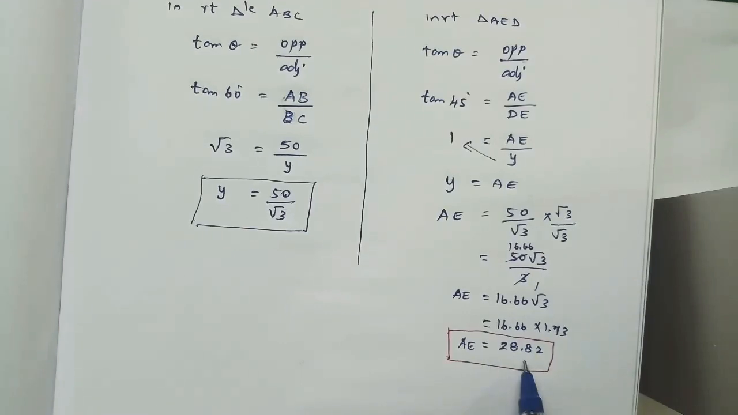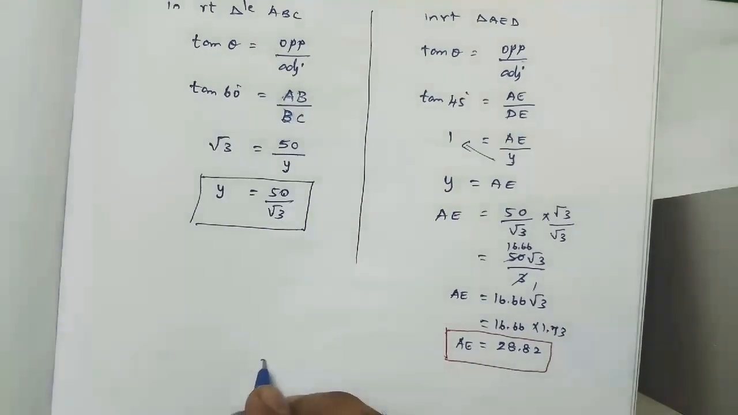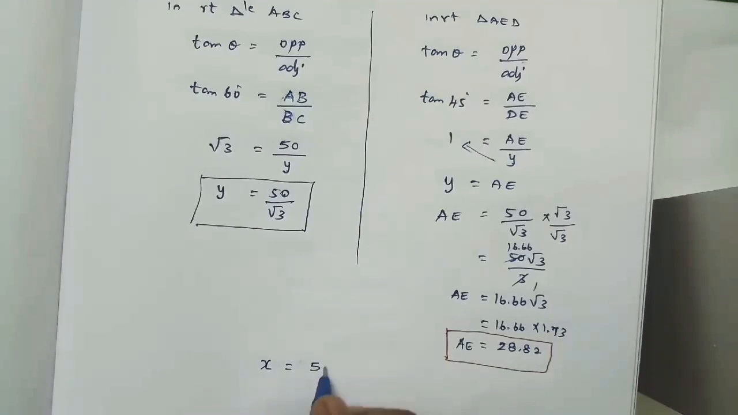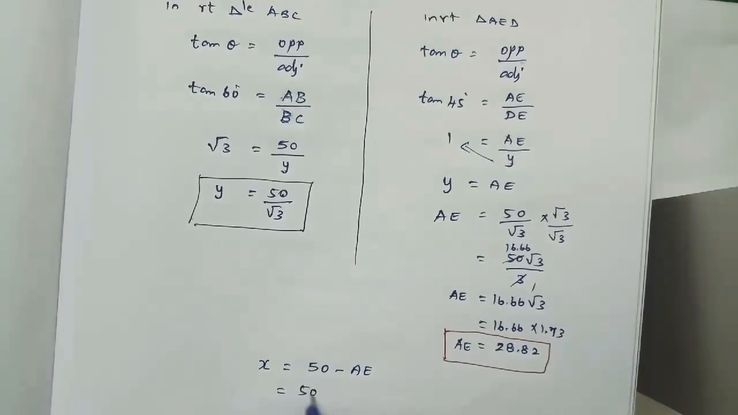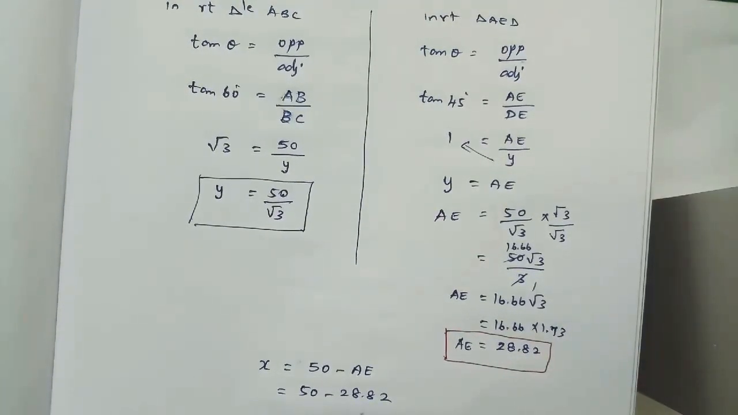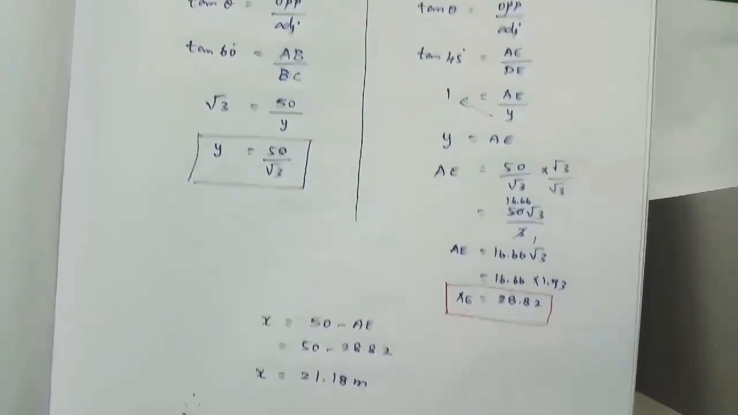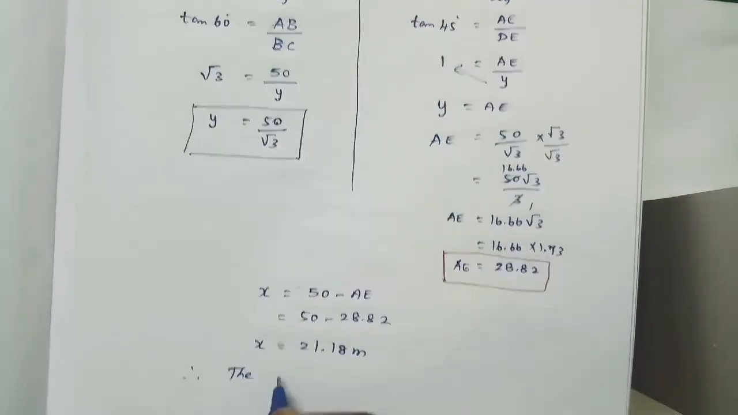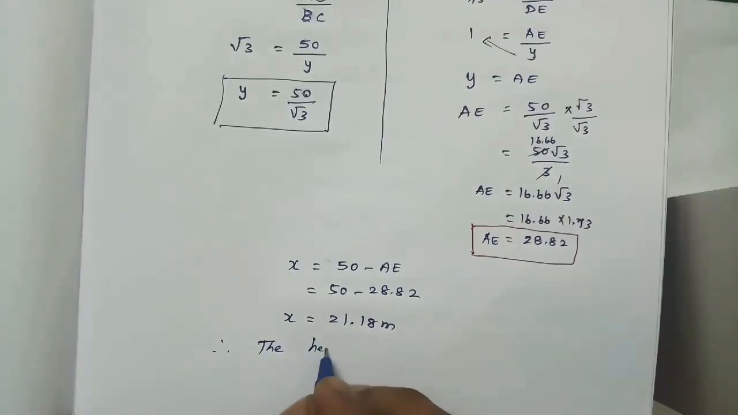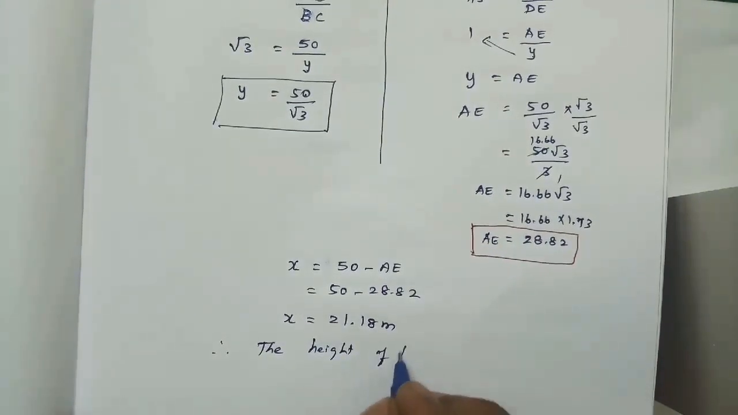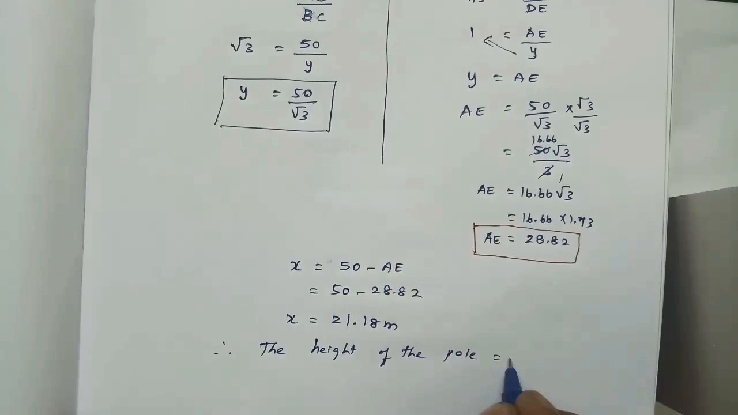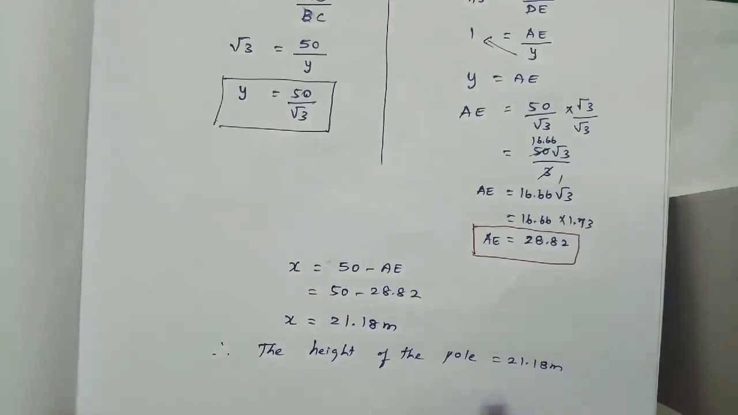16.66 into 1.73 is equal to 28.82. But what we want to find is the value of X only. X is nothing but 50 minus AE. So 50 minus 28.82 is equal to 21.18 meter. X is equal to 21.18 meter. Therefore, the height of the pole is equal to 21.18 meter.